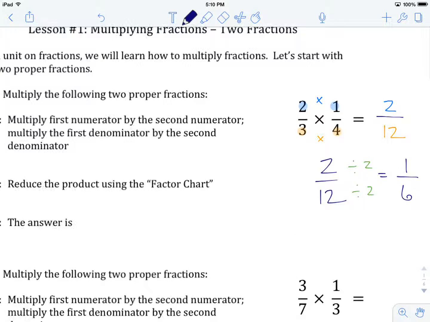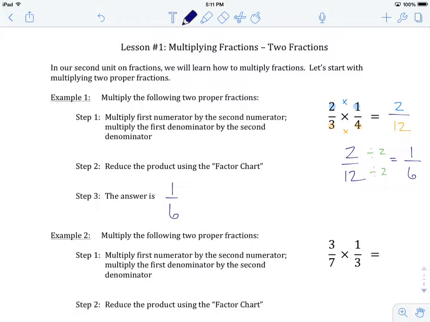So the answer of 2/3 times 1/4 is 1/6. And that's how we do it. Let's have a look at another example together.